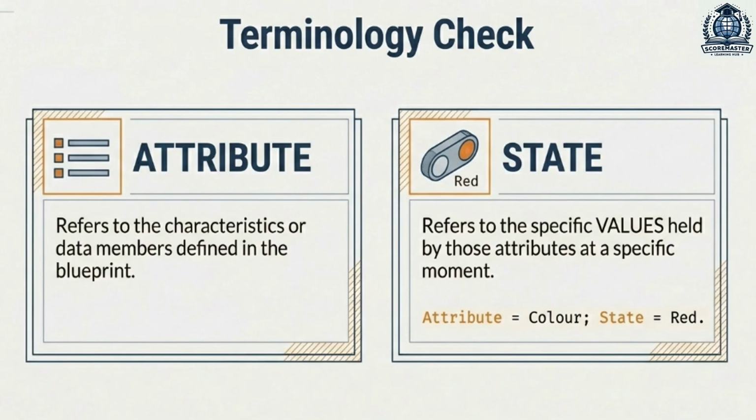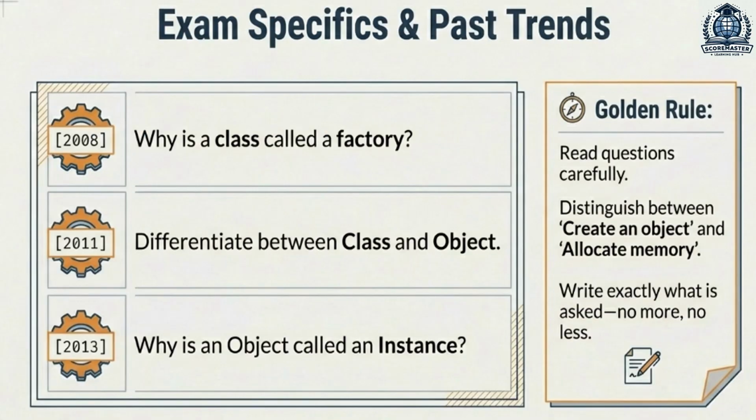Attribute. Refers to the characteristics or data members defined in the blueprint. State. Refers to the specific values held by those attributes at a specific moment. Attribute examples are color. State examples are red. Learn all these carefully.